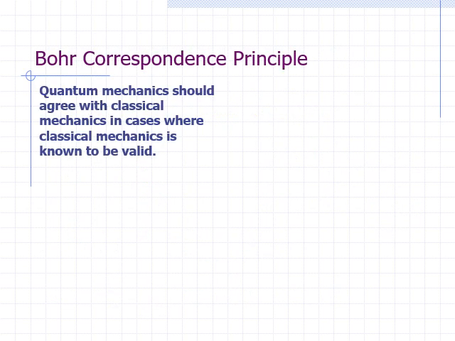The Bohr correspondence principle states that quantum mechanics should agree with classical mechanics in cases where classical mechanics is known to be valid. So far, we've seen that the quantum and classical prediction for the particle in a box do not agree. Quantum mechanics predicts that probability of finding the particle inside the box is not uniform, contrary to classical expectation. Let's look at the following problem to illustrate the Bohr correspondence principle.